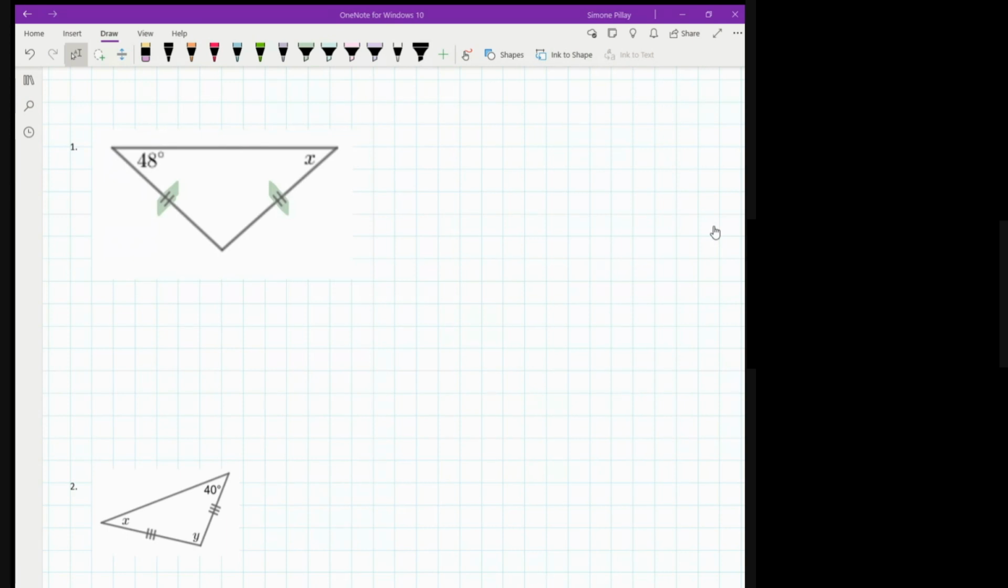No. Uma? Yes, ma'am. I'm here always. So I'm gonna say x is equal to 48. My reason is opposite angles are equal. If I'm right. Close. x is equal to 48. That's correct, 100%. Your reason is angles opposite equal sides. Close enough.